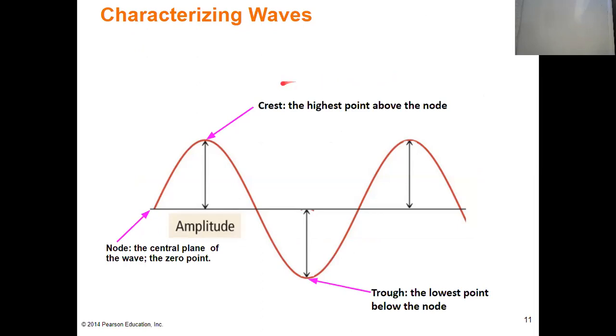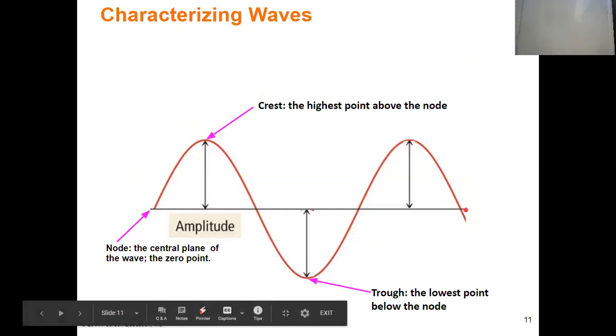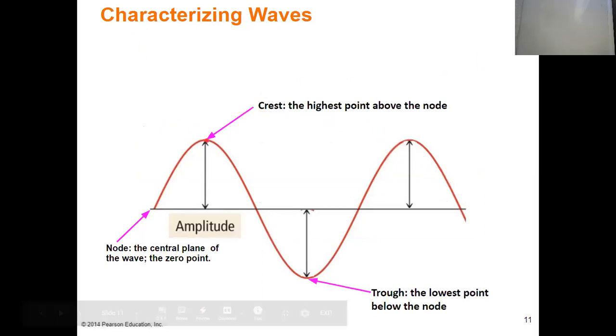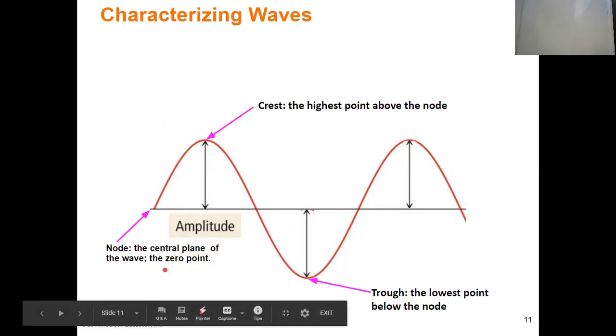So what we have over here, this is a wave, okay? This is just one of the waves that's in our electromagnetic field. The top part, the highest point here, that's called the crest of the wave. This flat line here, the central plane of it, that is called the node. A node is like it says down here, it's a 0 point on the wave. Then the lowest point on a wave is called the trough. So we have the crest, we have a node, and we have a trough.